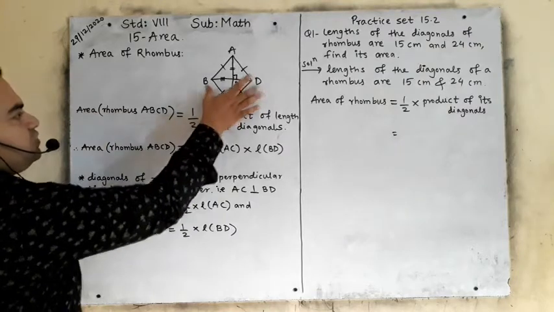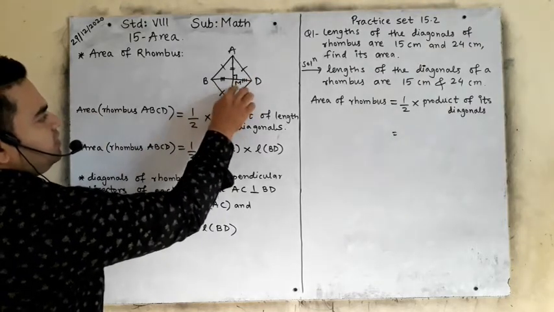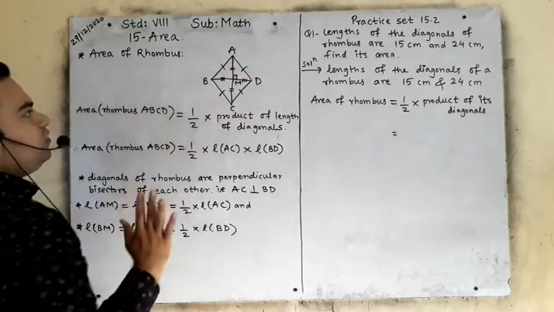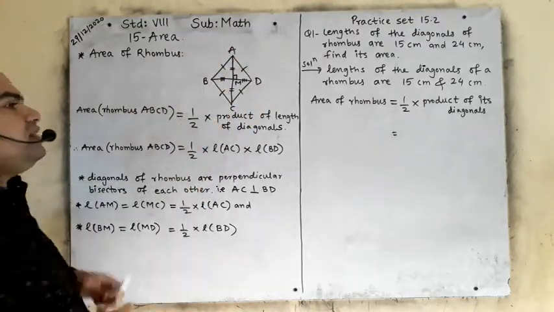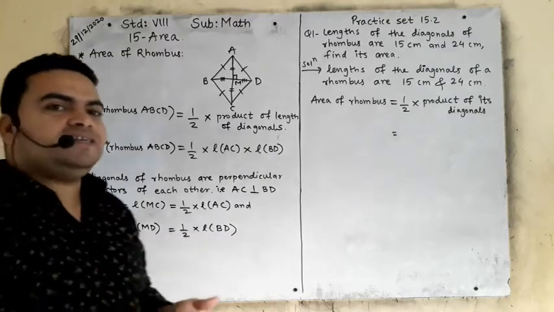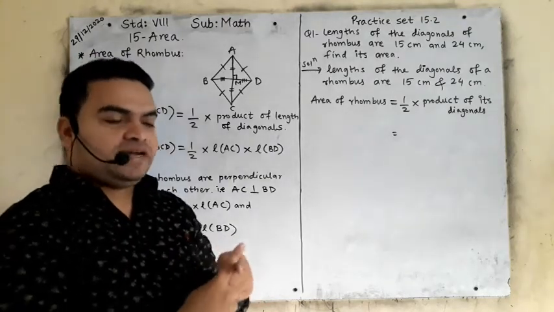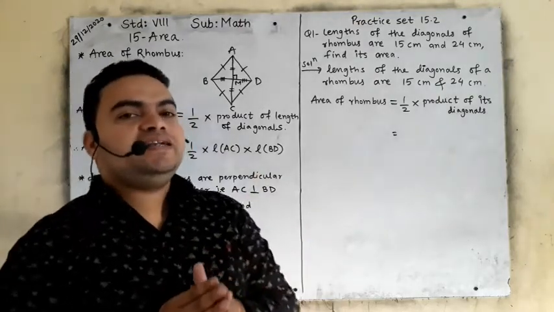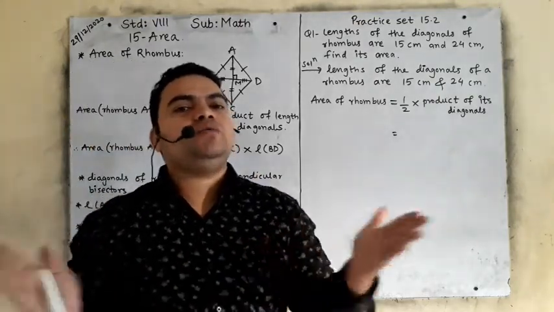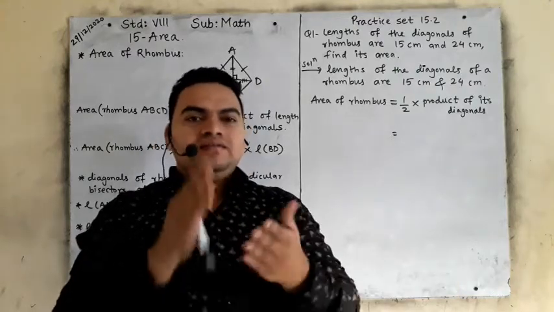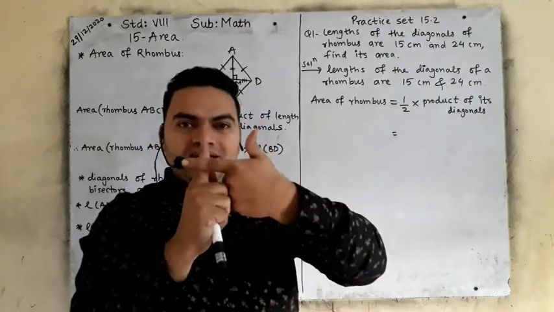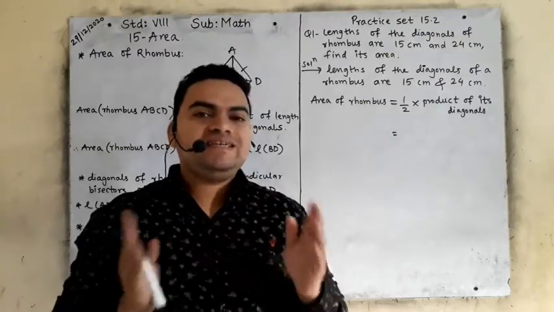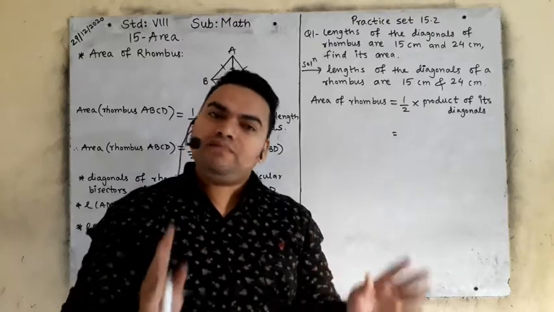Like the same with BD also. See, length BM is equal to length MD. Whatever BM is, MD will be the same. Why? Because these two diagonals are perpendicular bisectors of each other. These two diagonals are perpendicular, and also bisectors. Bisector means it divides the diagonal into two equal parts. Diagonals perpendicularly bisect each other.